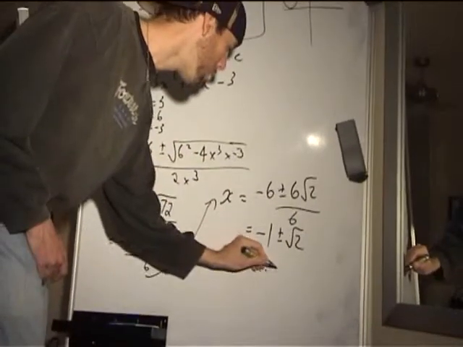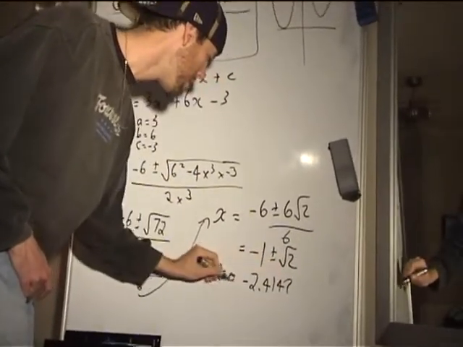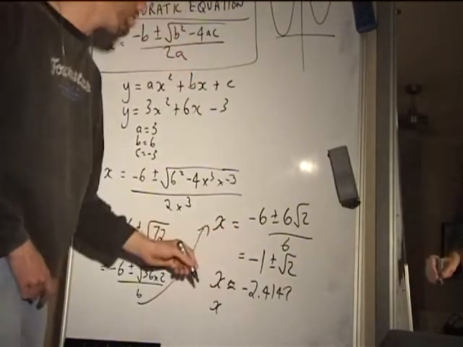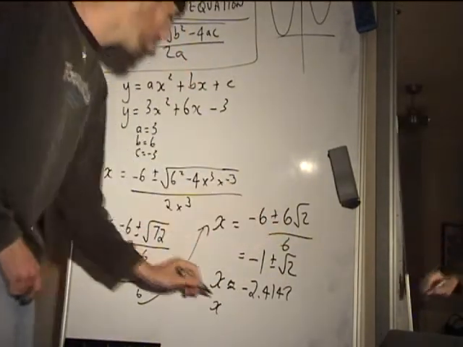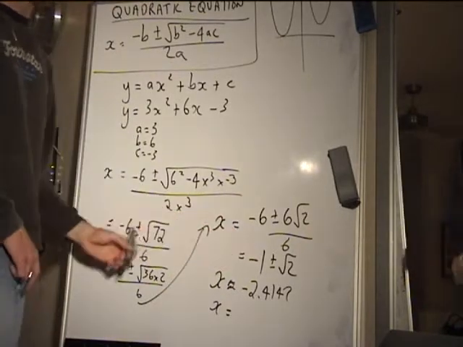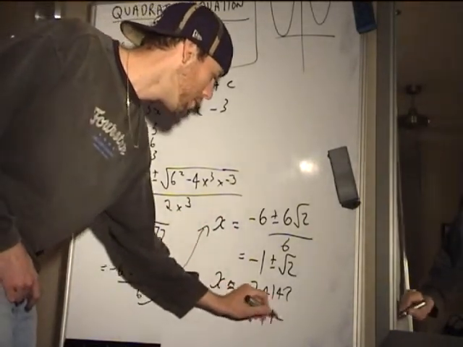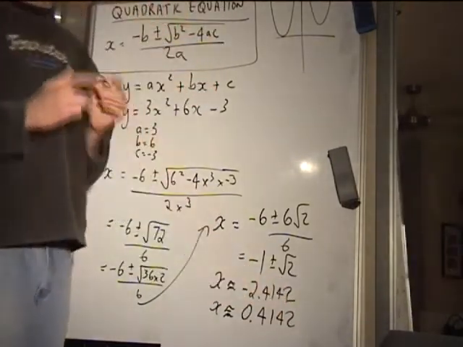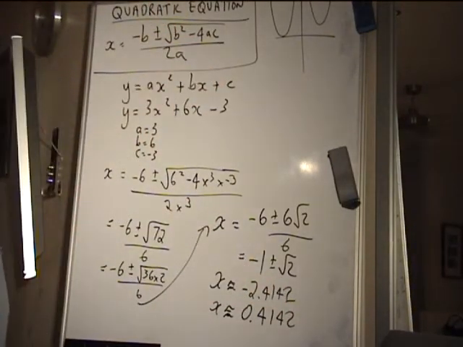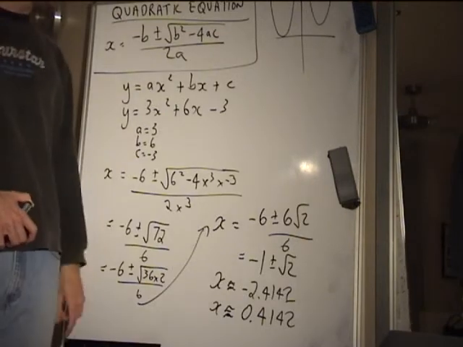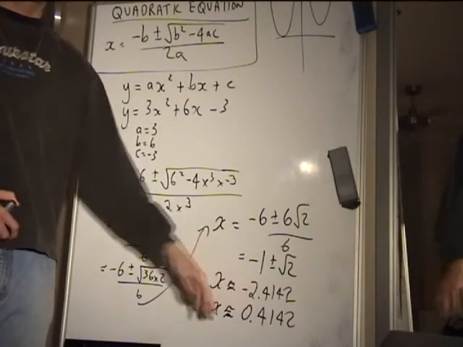which is negative 2.4142 approximately. And the other value is negative 1 plus root 2, which is negative 1 plus 1.4142 approximately, which will be 0.4142. Now those are pretty hard answers to get if we're trying to factorize our equation, but if we use the quadratic formula, we get two solutions pretty easily.